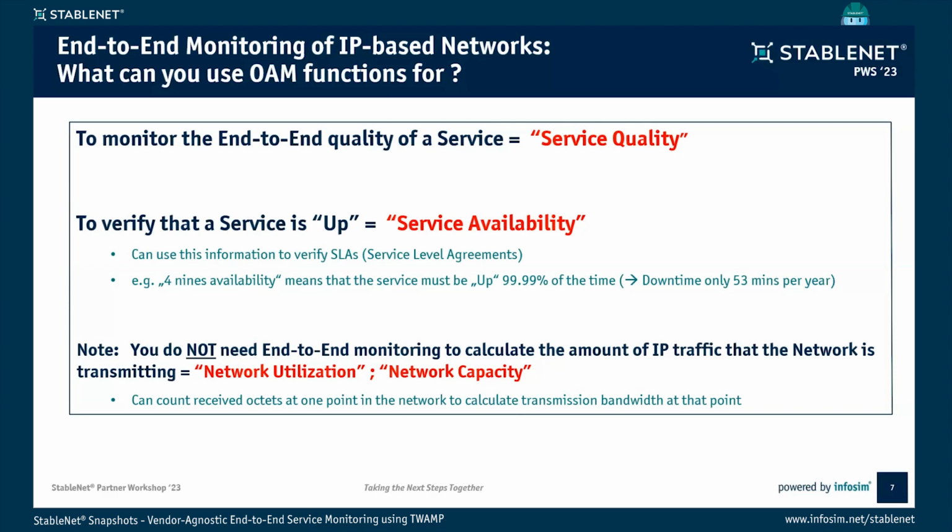Just a note, you do not need end-to-end monitoring if you want to calculate the amount of IP traffic that the network is transmitting. This is usually called network utilization or network capacity. And in order to find out that, you can just count received octets at one point in the network and then use a formula to calculate the transmission bandwidth at that point in the network.